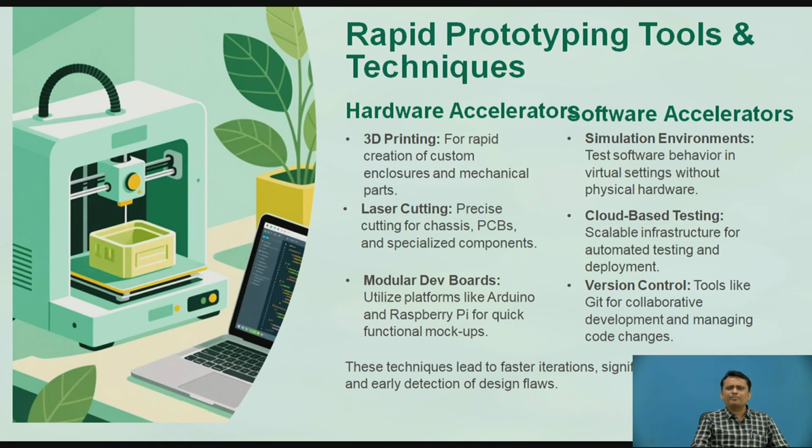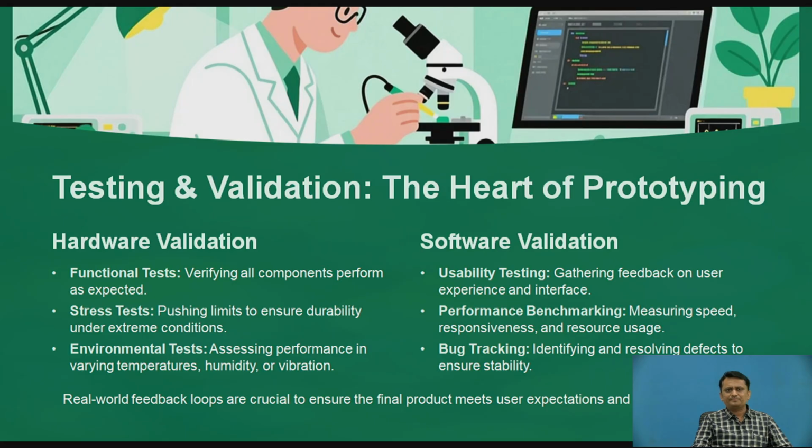These are the different prototyping tools which you will require. For hardware prototypes, tools like 3D printing, laser cutting tools, and modular dev boards are some examples. For the software part, there are different simulation environments and cloud-based testing services available. Version control is one more important aspect, like Git repositories. These are the different tools which will help you in prototyping the software part.